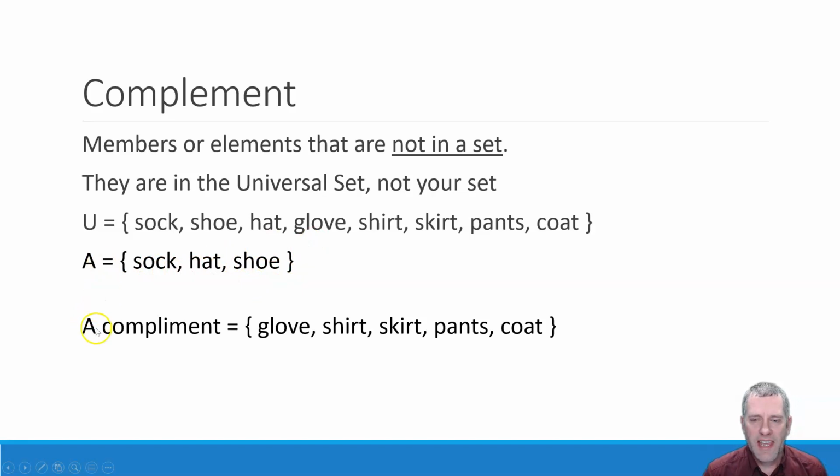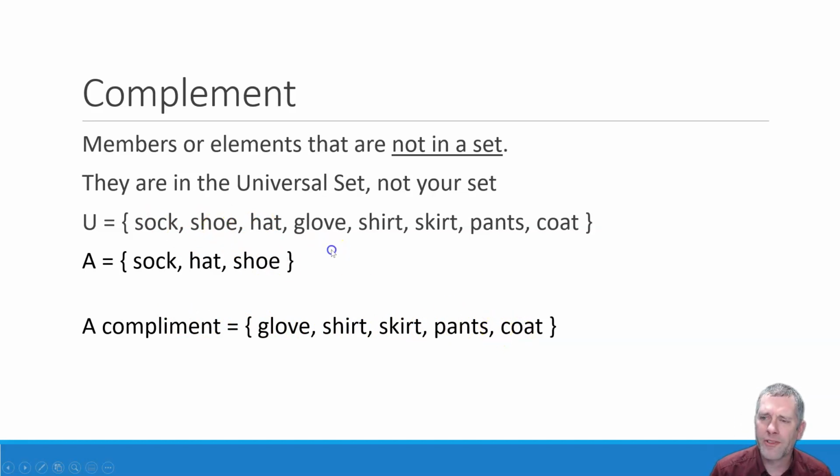I would write this as A complement, or I would write complement of A. You'll see it written either way. So A complement is going to be everything in U that is not included in A. So sock, hat, and shoe would be excluded, and A complement would be glove, shirt, skirt, pants, and coat.